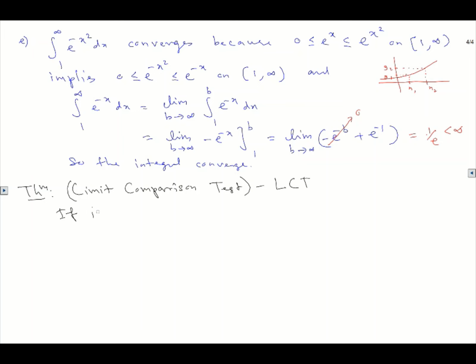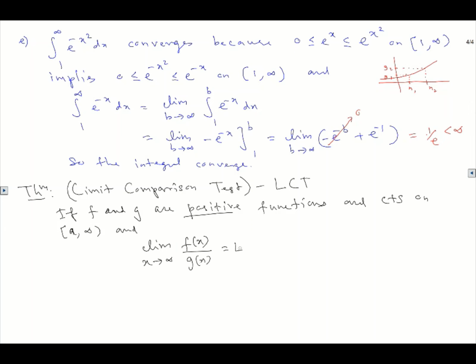So if f and g are positive functions, so we can assume that they're positive, and continuous on a to infinity, and we have this special result: the limit as x goes to infinity of f(x) over g(x) is a finite number. Some number, it doesn't matter, but it has to be a finite number.